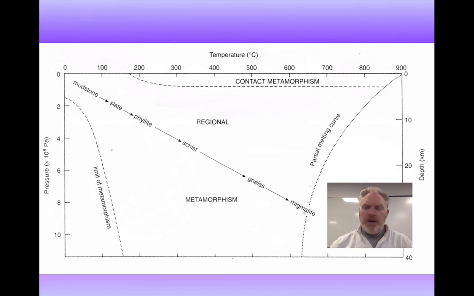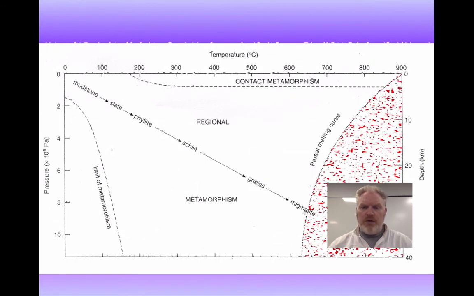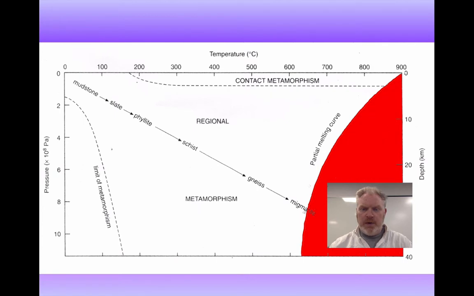Okay, let's do some colouring in. Let's start over on the right here. This area, at very high temperature and also high pressure, marked by the partial melting curve there, represents where igneous rocks form. So all the area I've shaded in red there is pressures and temperatures where rocks will melt and we get igneous rocks. Colour that in, label it up on your graph.